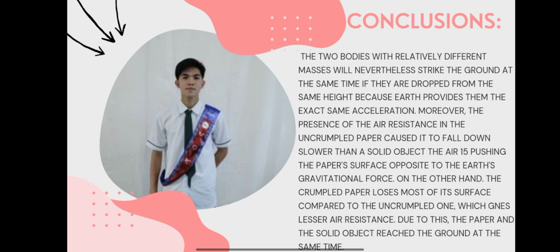Moreover, the presence of air resistance in the uncrumpled paper causes it to fall down slower than a solid object. The air is pushing the paper surface opposite to the Earth's gravitational force. On the other hand, the crumpled paper loses most of its surface compared to the uncrumpled one, which means lesser air resistance. Due to this, the paper and the solid object reach the ground at the same time.